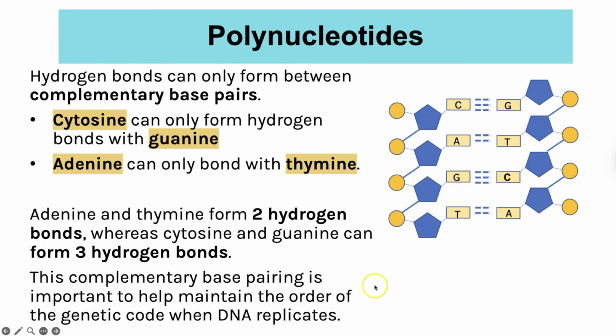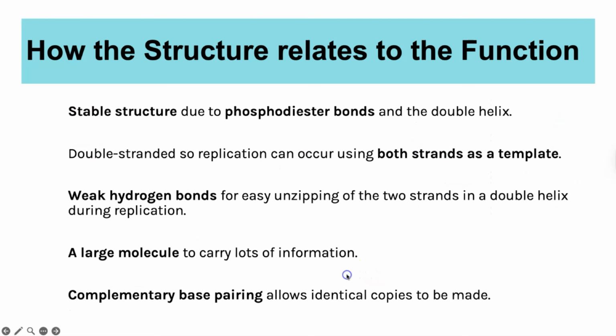So this complementary base pairing is really important because it helps to maintain the order of the sequences of bases when DNA replicates, and also when mRNA is being created, to help ensure that the correct base sequence is maintained so that it codes for the correct amino acid sequence. So how the structure relates to the function then.